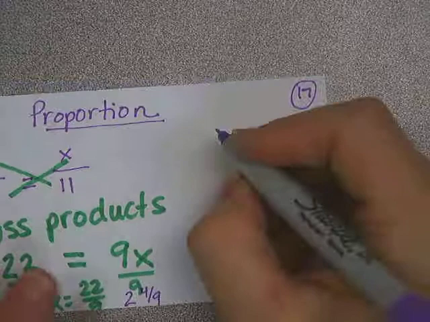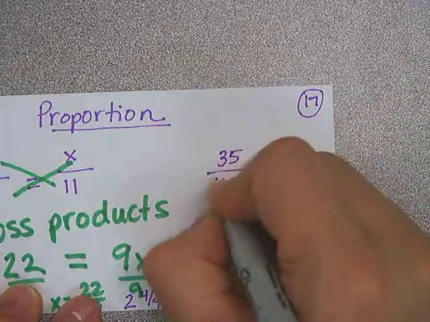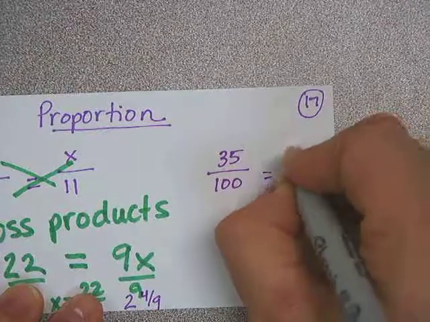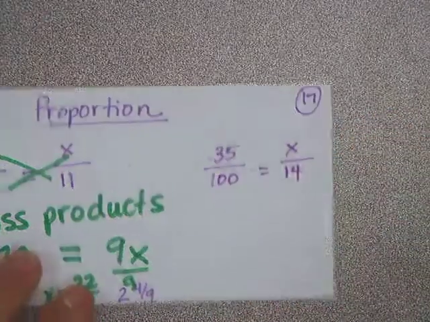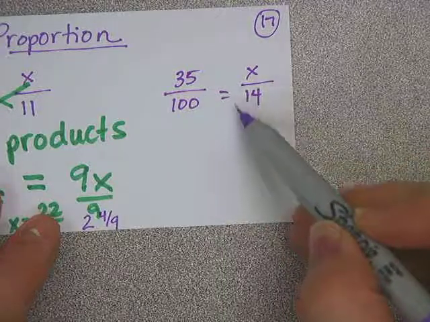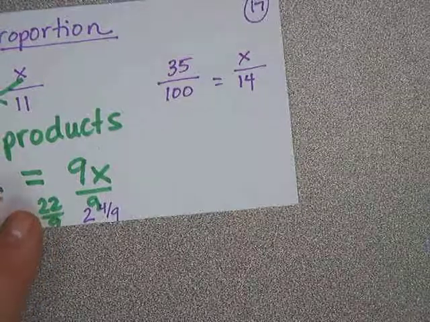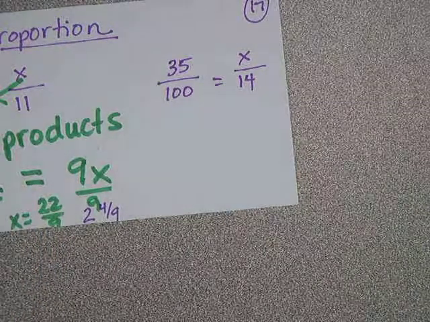Okay, we use proportions to solve things like this. 35 over 100 equals x over 14. So remember, we did 35% of 14 is what number? So go ahead and solve this.